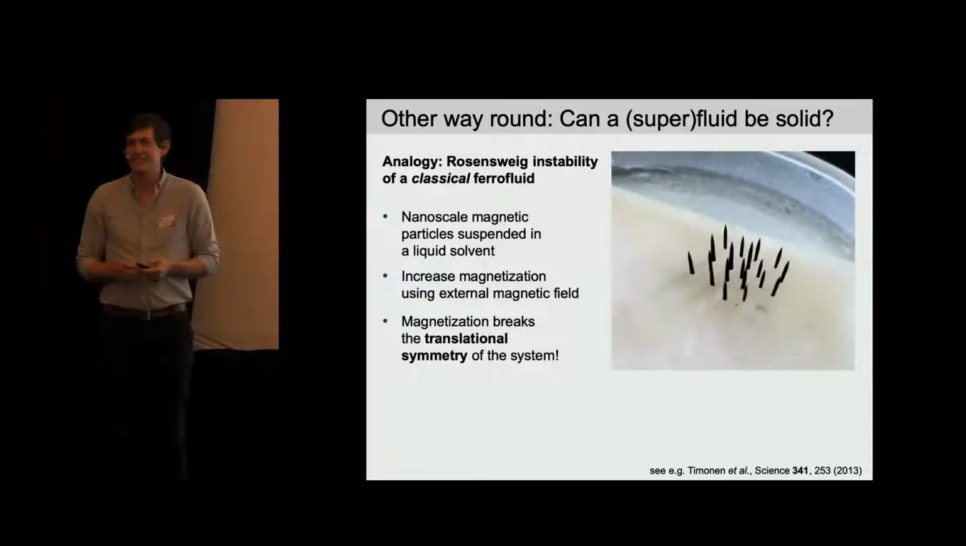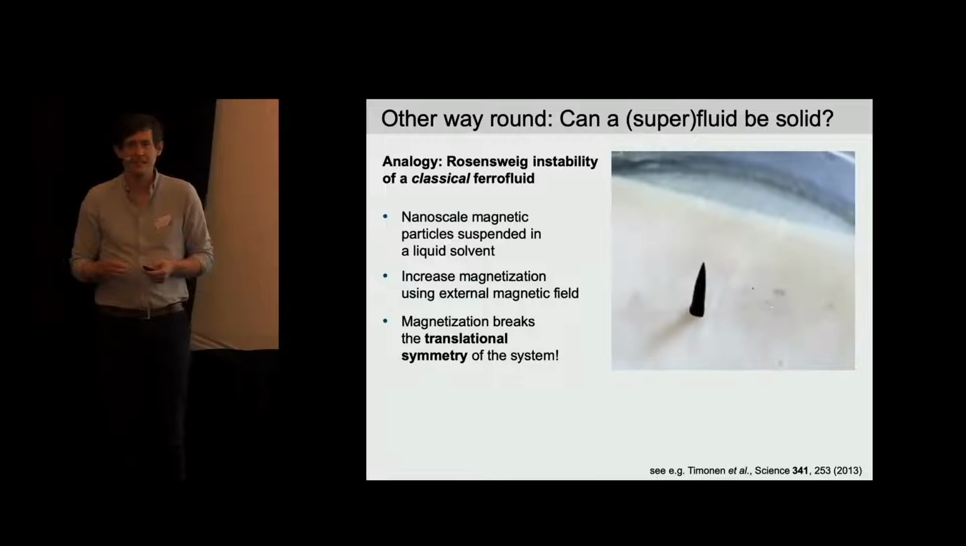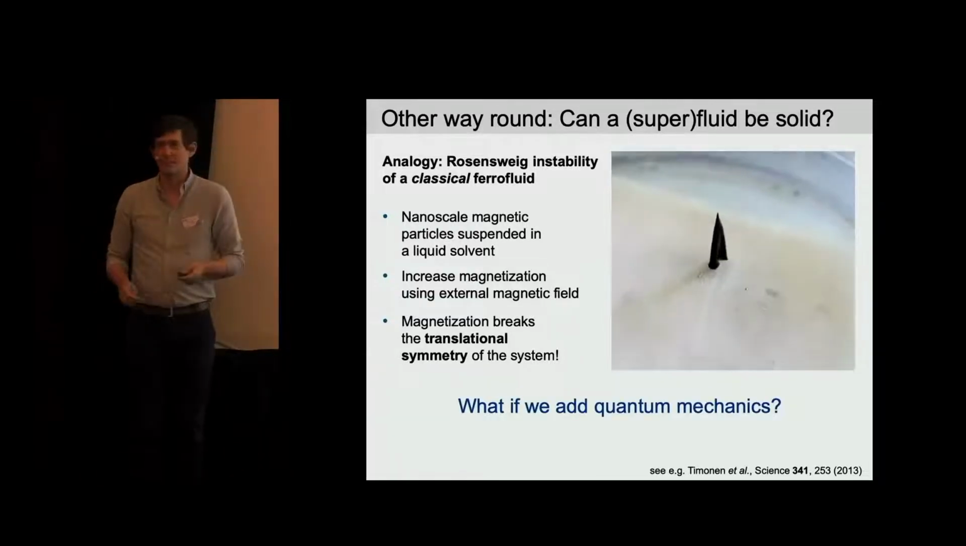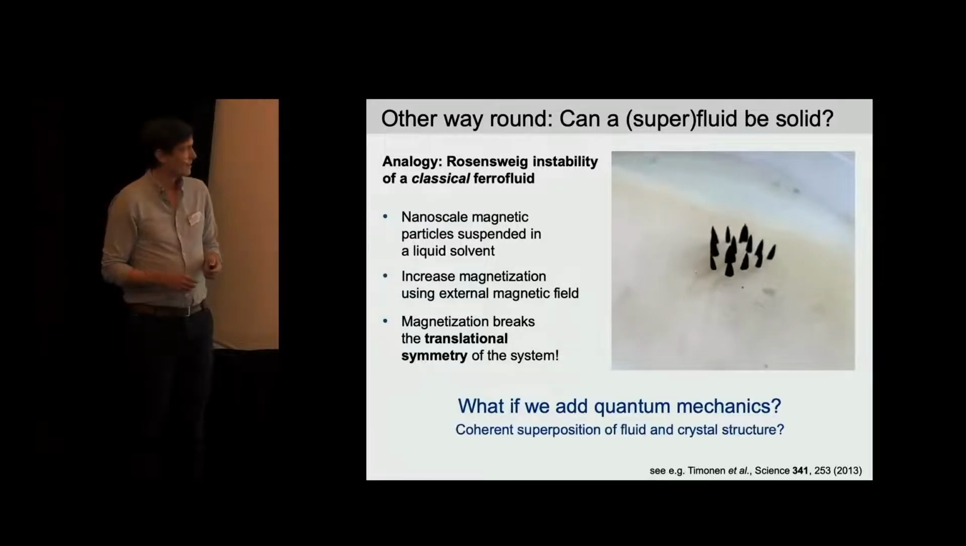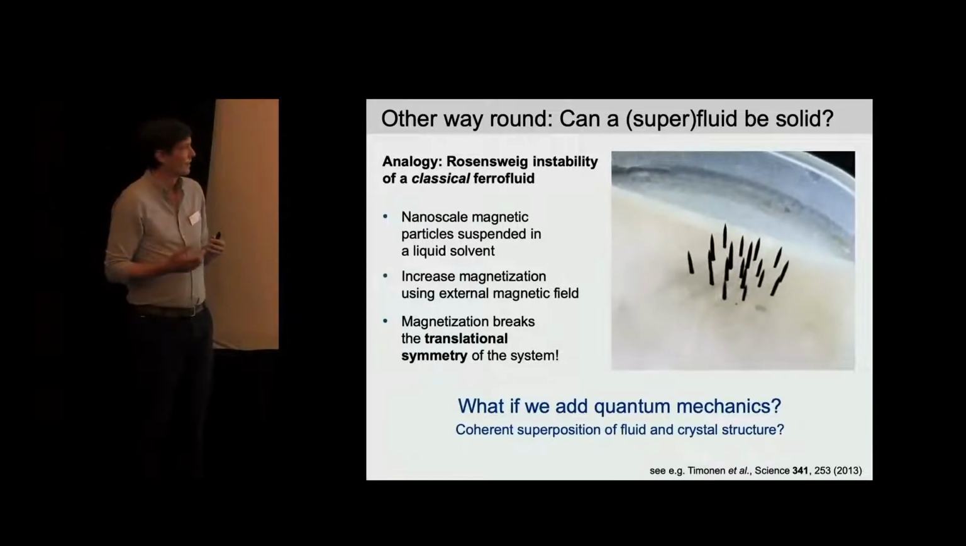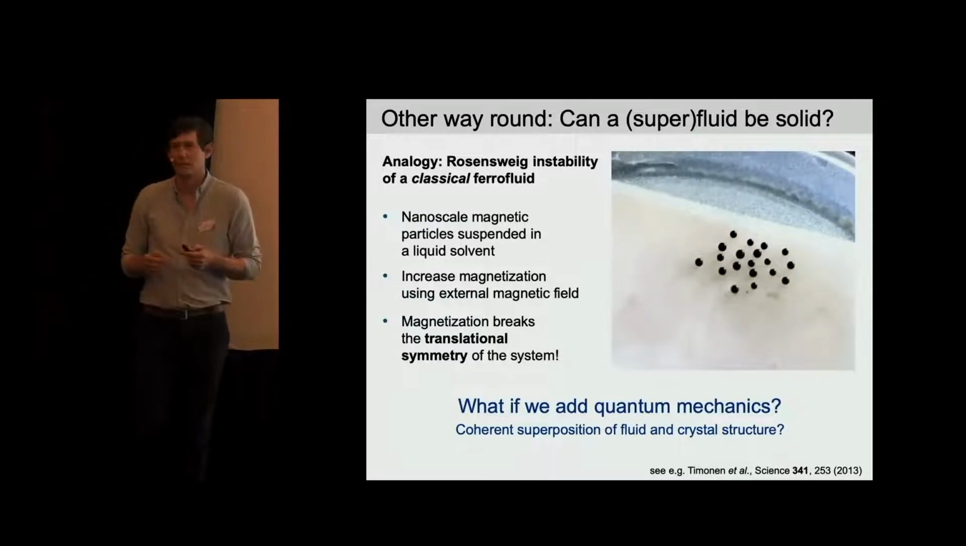As we're magnetizing this system, a translational symmetry is broken. And what I will tell you about in the following is how we do this in quantum mechanics. In particular, if we get quantum mechanics involved in this, can we really get this coherent superposition of a fluid and a crystal?